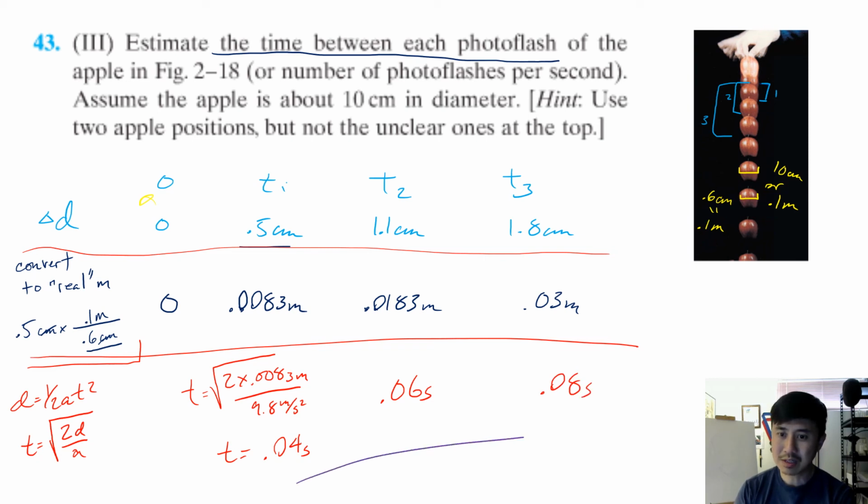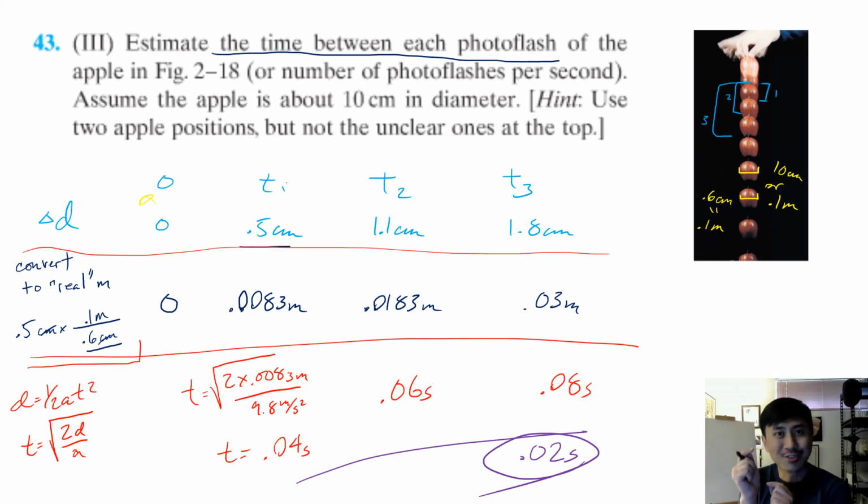That means if I just find the interval in between, the time between each photo, the strobe, is around 0.02 seconds. The trickiest part about this is not even the kinematics, it's just knowing the dimensional analysis, measuring the actual apple and converting your little measurements into real meters. I use the conversion factor right here, where 0.6 centimeters, which is the width of the apple in the photo, is equal to 10 centimeters, which I put in as 0.1 meters. I hope that clarifies things.